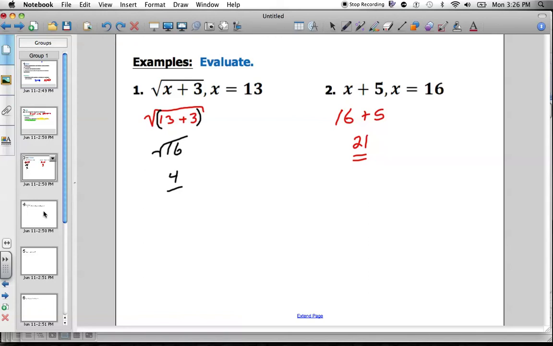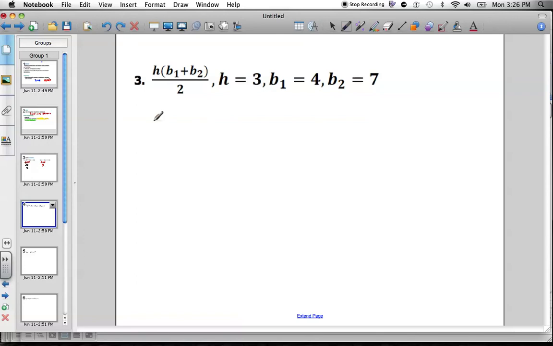Let's look at a few more. Let's look at number 3 here. It says h, and then in parentheses, b1 plus b2, end parentheses, all over 2. Now, a couple things before we get going on this that I want you to know.